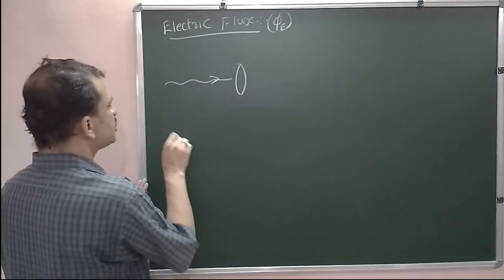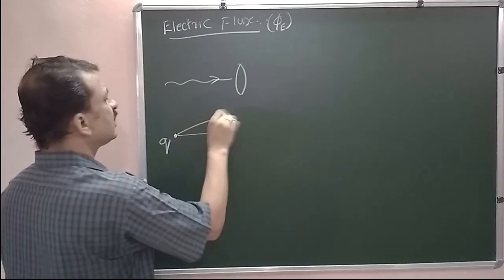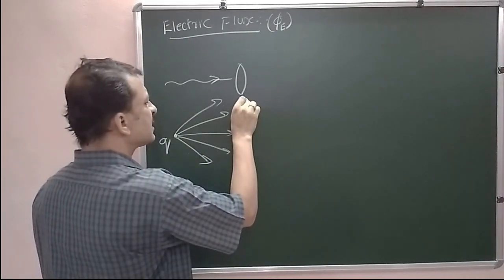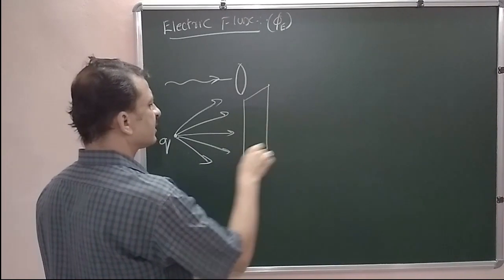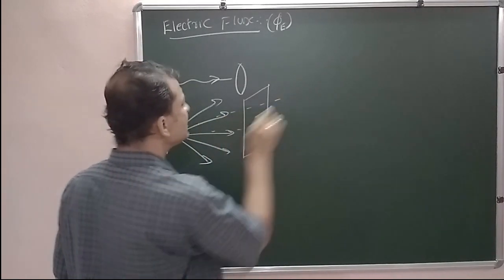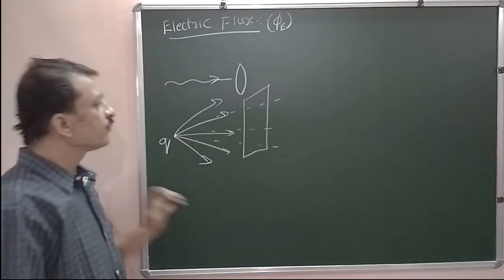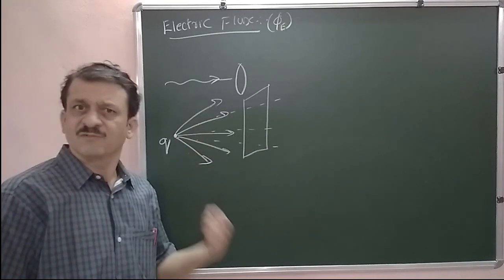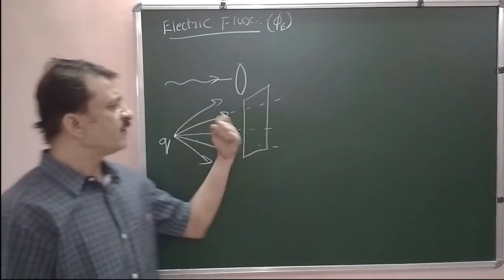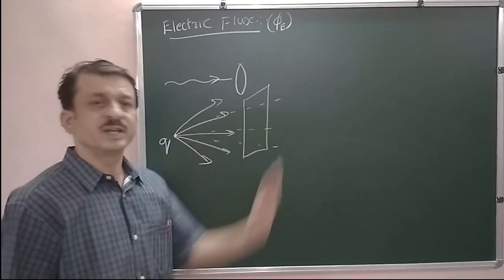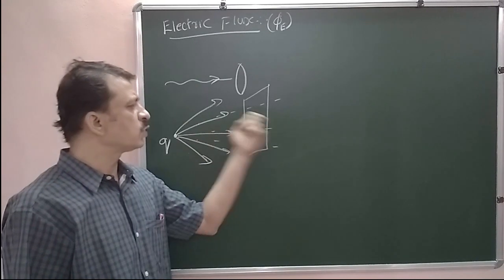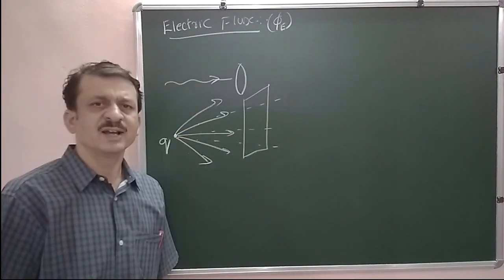Similarly, if you have a point charge here, the electric field lines are radially outwards for a positive charge. Now let me consider some area here. How many field lines are passing through this area? That accounts for electric flux. Therefore, electric flux is the number of electric field lines passing normally through an area. The number of field lines passing normally through an area is called electric flux.